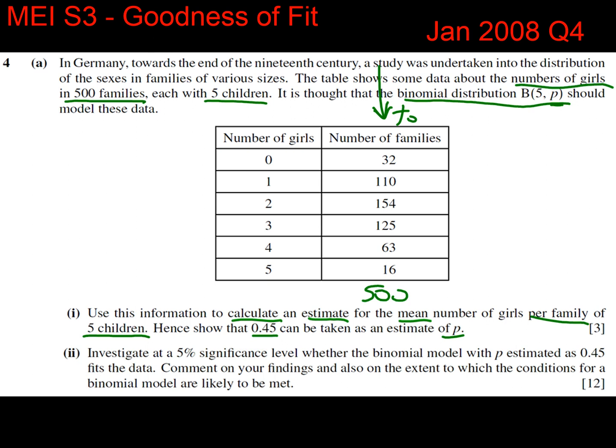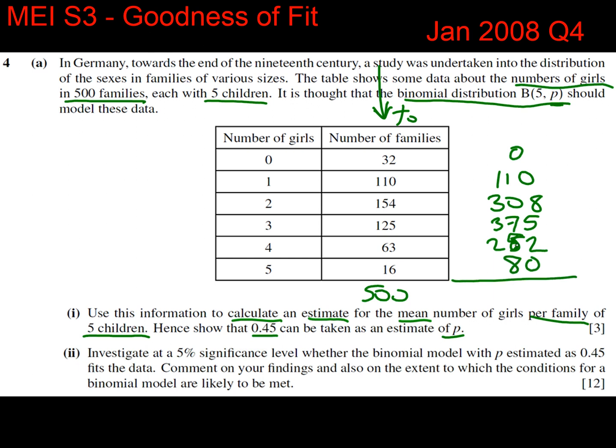Looking at the figures above, we've got 32 families with no girls, so there's 0 girls in that group. We've got 110 families with 1 girl, so there's 110 girls there. 154 families with 2 girls, so that's 308 girls there. 125 families with 3 girls, there's 375 girls there. And 63 families with 4 girls, so there's 252 girls there. And finally, there are 16 families with 5 girls, so there's 80 girls there.